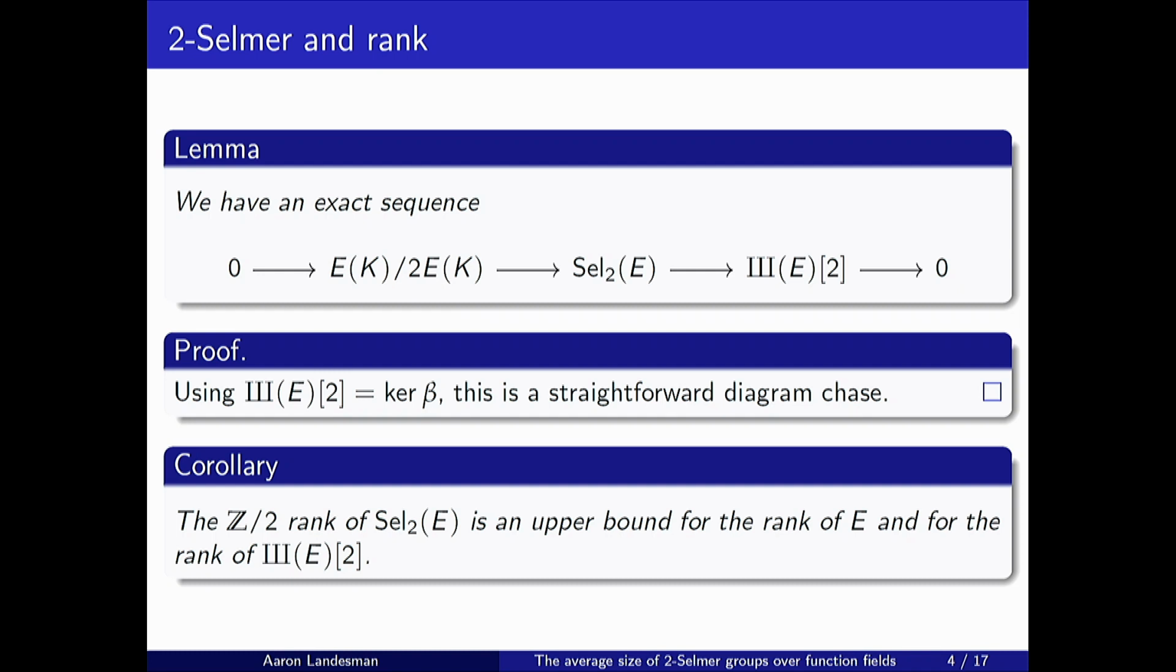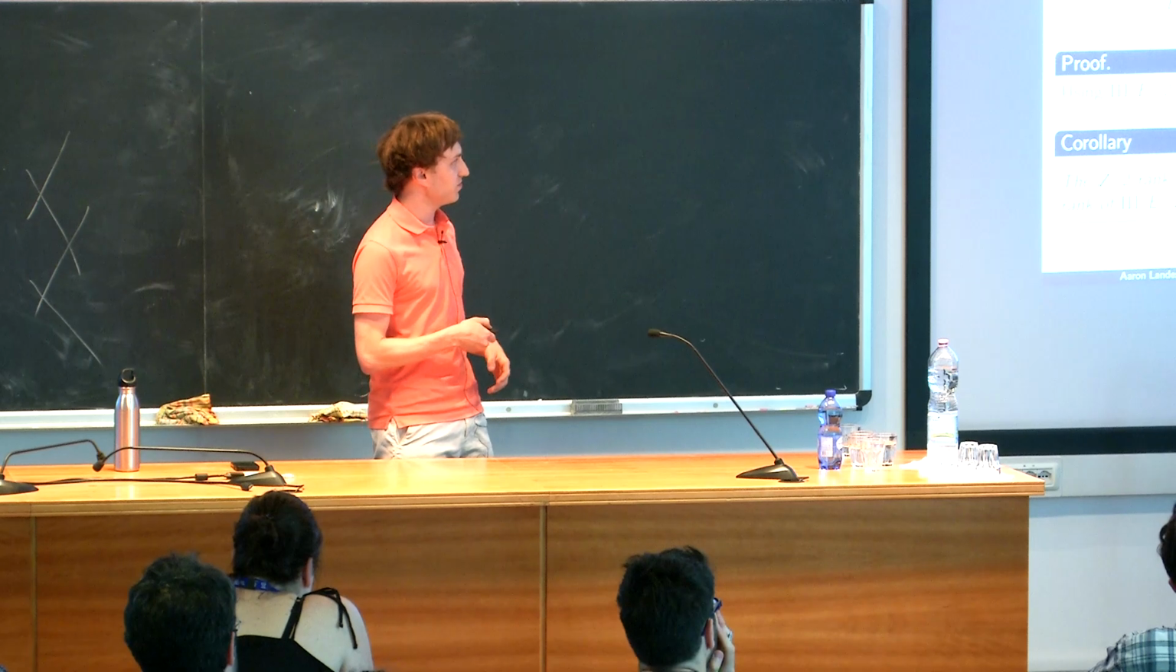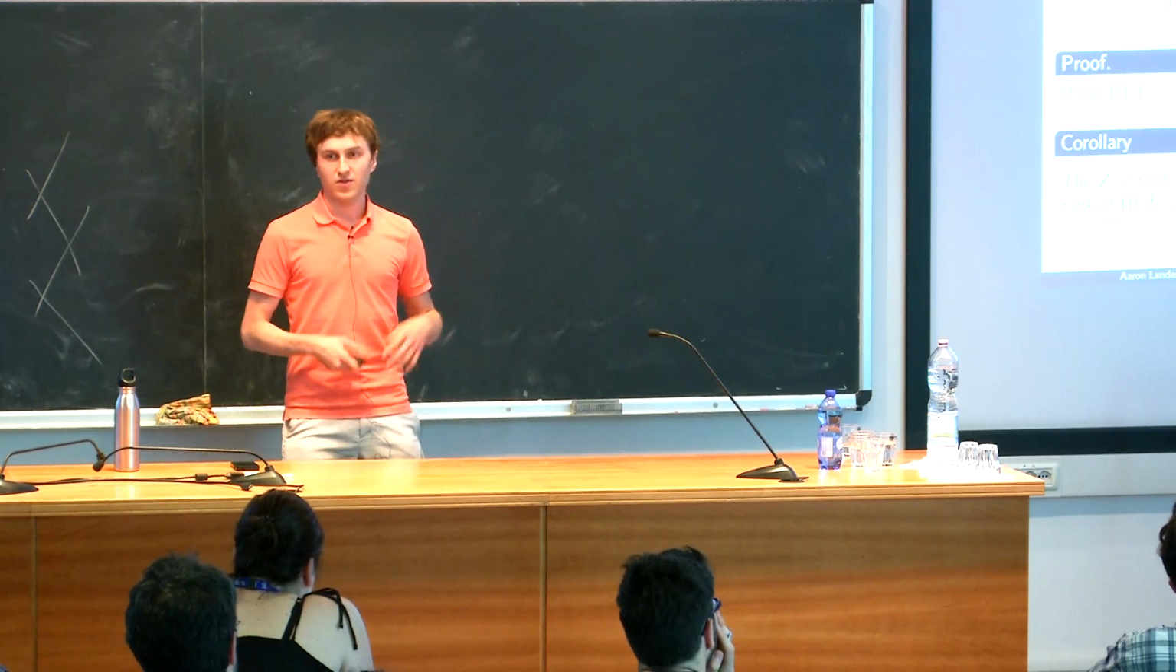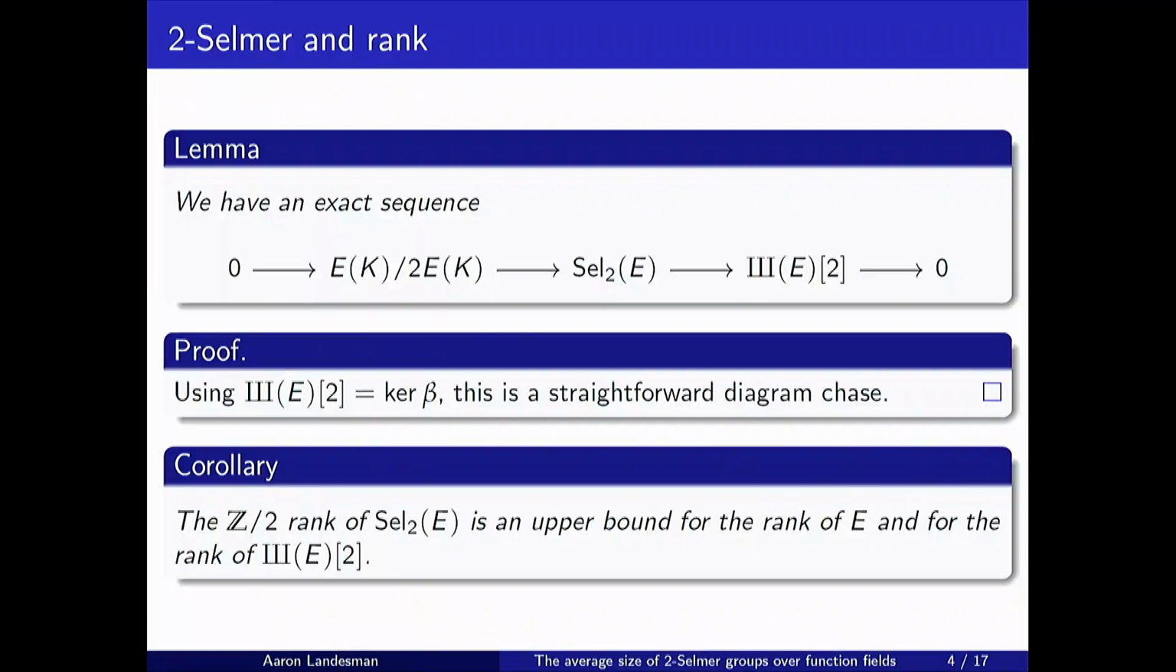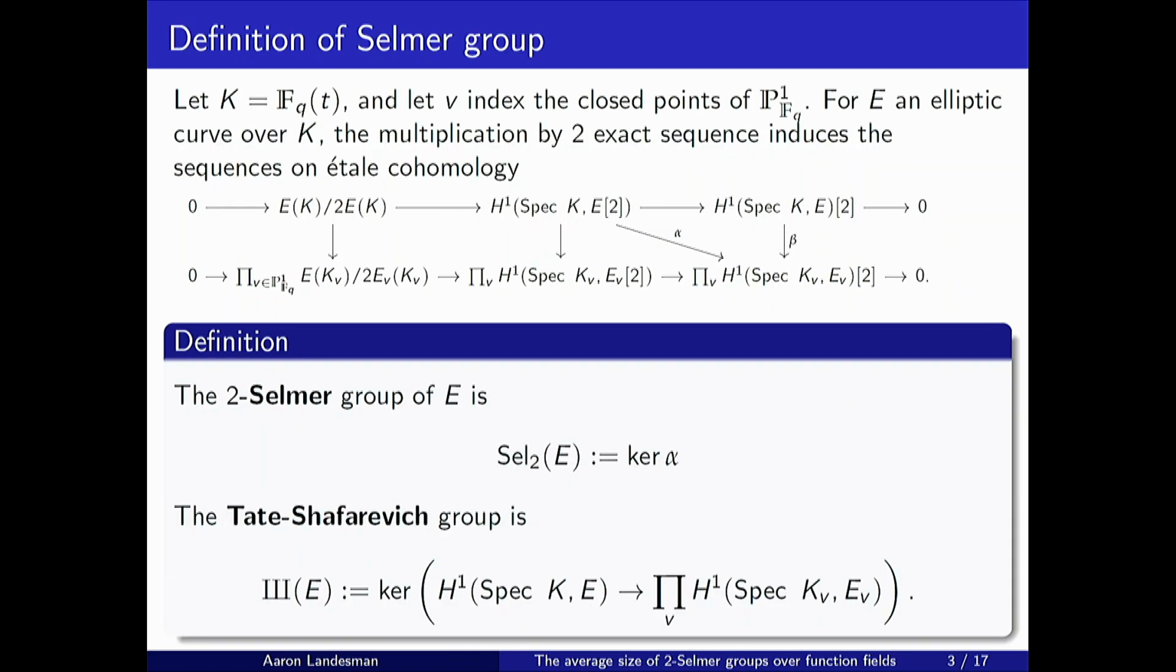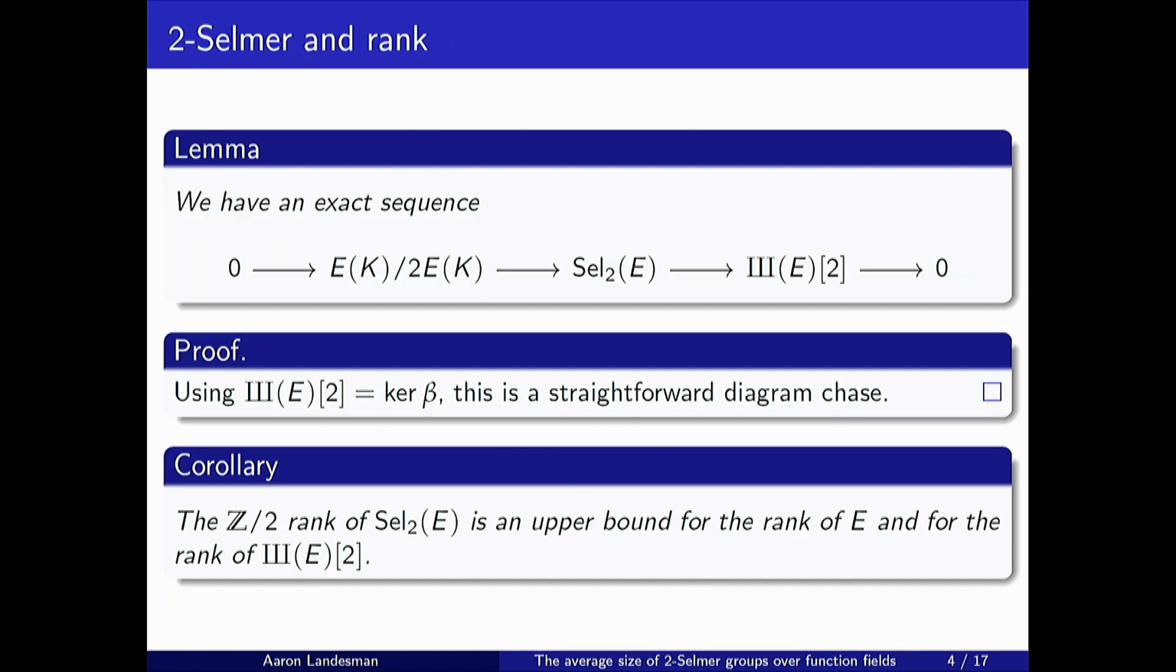Okay, so here's how we use the Selmer groups to bound the rank. There's an elementary exact sequence you get. It goes from E(K) mod twice E(K) to the two-Selmer group, and then to the 2-torsion in the Tate-Shafarevich group. And the proof is just a straightforward diagram chase. The 2-torsion in the Tate-Shafarevich group, if you go back a slide, from the definition, is the kernel of this map beta. So what I'm saying is there's an exact sequence from this to the kernel of alpha to the kernel of beta, and that's just a diagram chase.